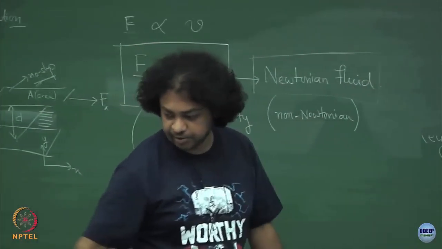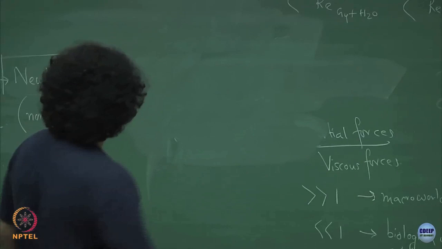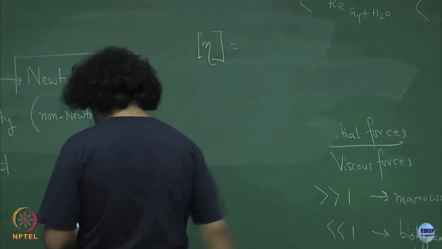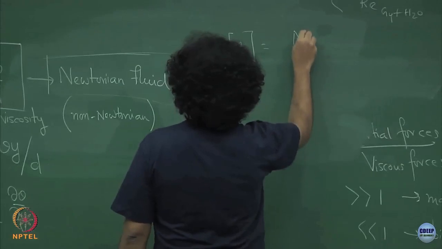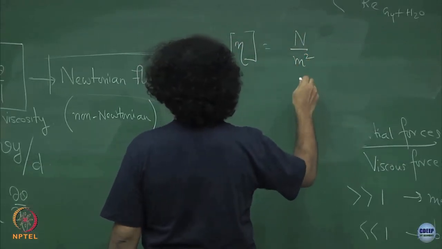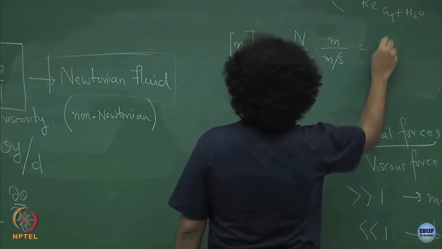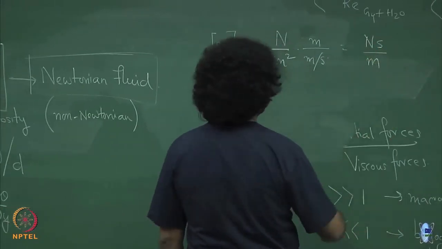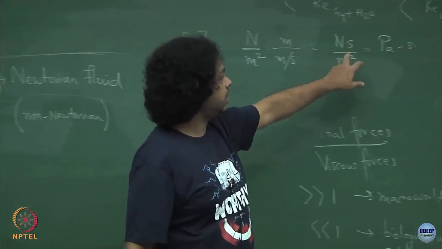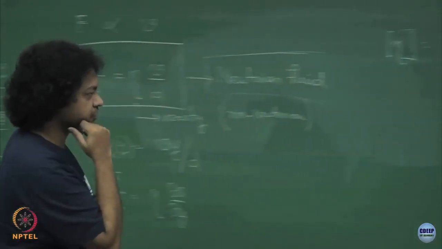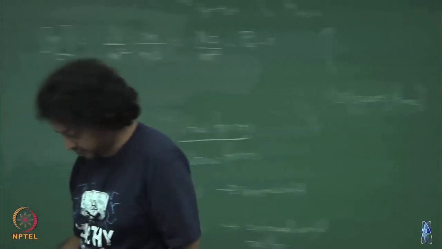You can write down the dimensions of this viscosity. So, eta is force per unit area, let us say Newton per meter square, into the distance divided by the velocity, meter per second. So, this is Newton second per meter square, which is basically Pascal seconds, since Newton per meter square is Pascals. That is what I call the standard unit of viscosity, and the viscosity of water is, like I said, around 10 to the power of minus 3 Pascal seconds.